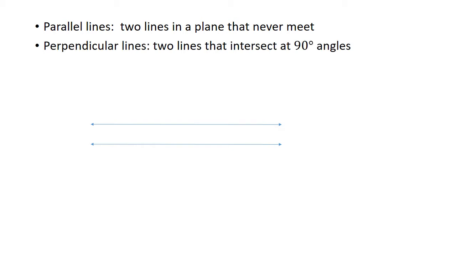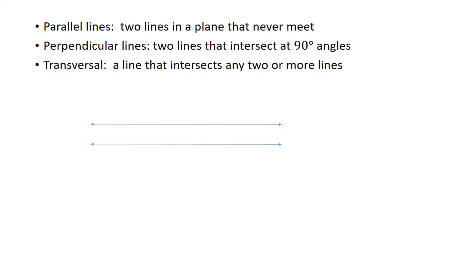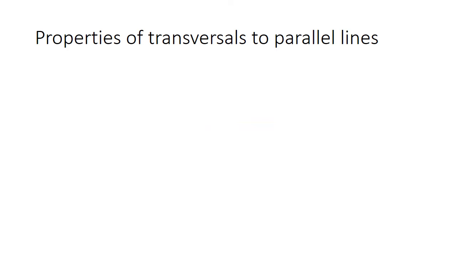If your two lines intersect at a 90-degree angle, then that would be perpendicular lines. And then a transversal is a line that intersects any two or more lines. So this would be a transversal. If we were to have a perpendicular here, by looking at it you wouldn't be able to tell that it is perpendicular. You would either need to be told that it's perpendicular, or it's going to have this little box on it, which also indicates that it is perpendicular. So you've got parallel, perpendicular, and a transversal, which is this line right here that intersects two or more lines.